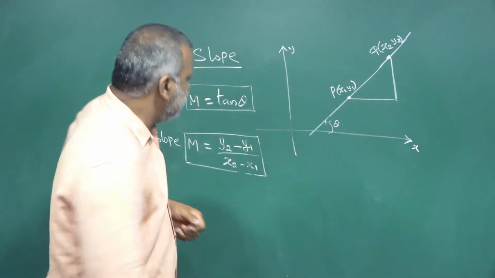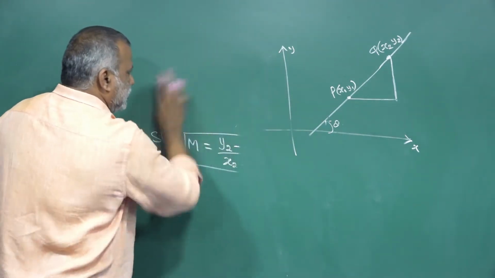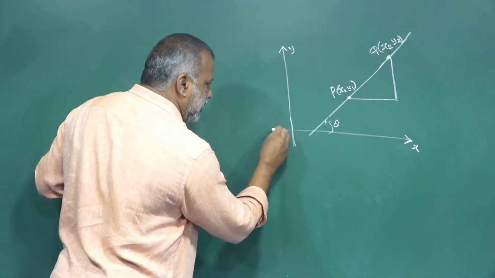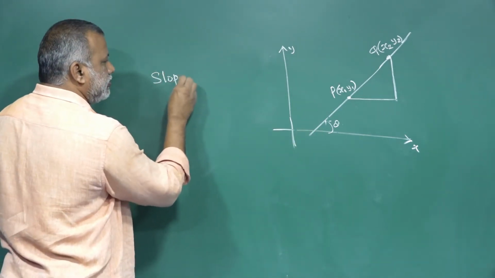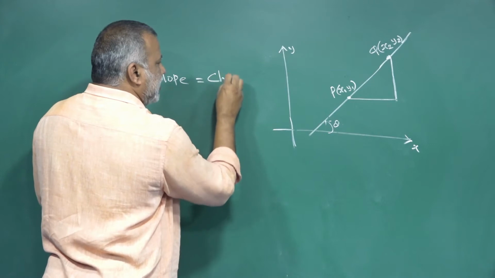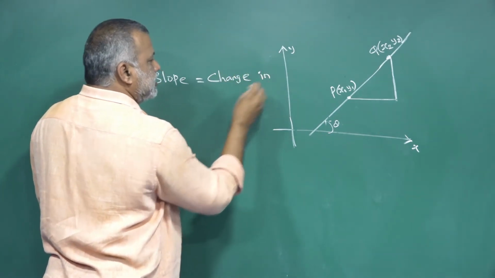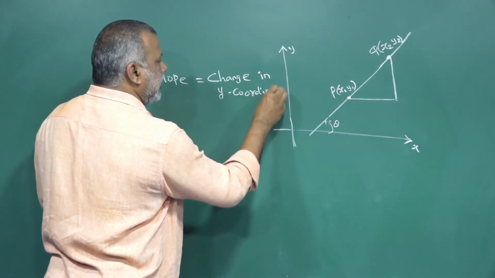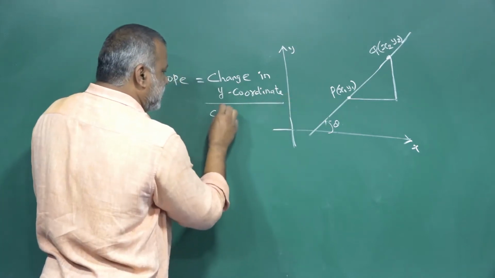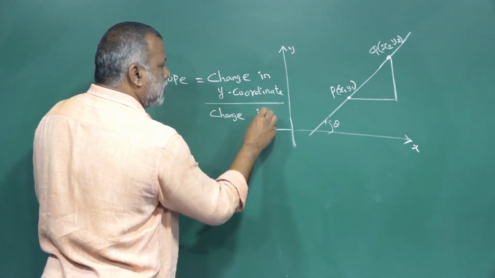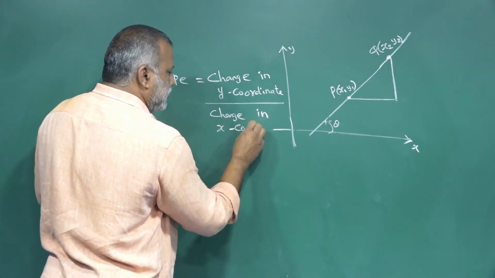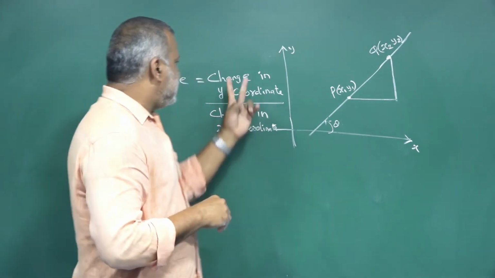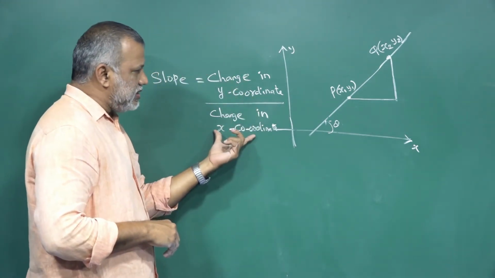Now, listen to this one. As per the definition, slope is defined by slope equal to change in y coordinate divided by change in x coordinate. This is the definition I am explaining. This is the definition for slope: change in y coordinate divided by change in x coordinate.